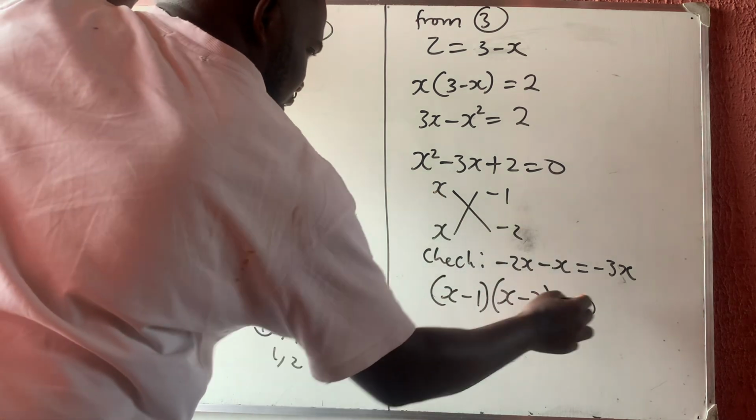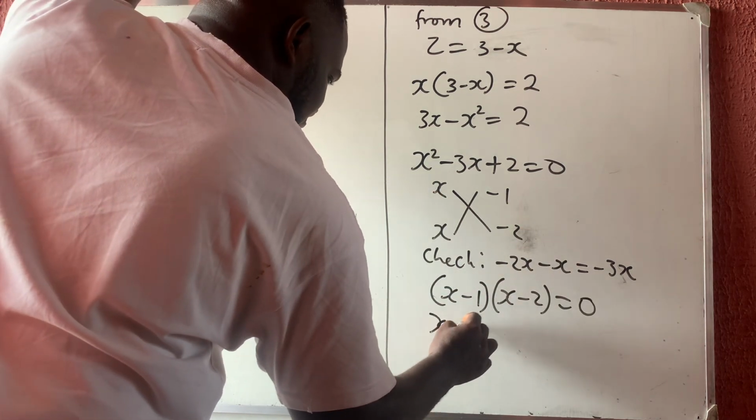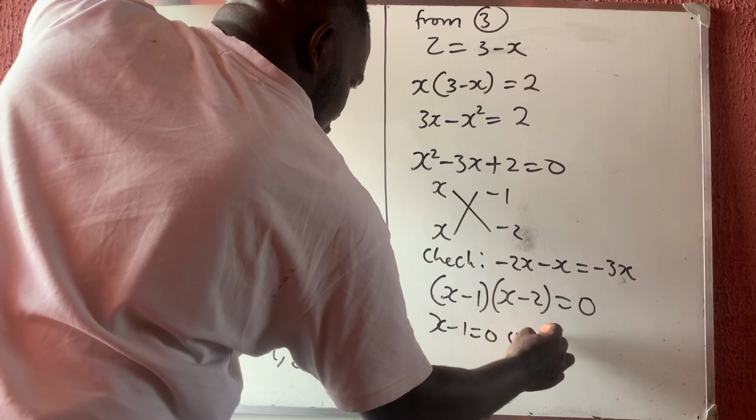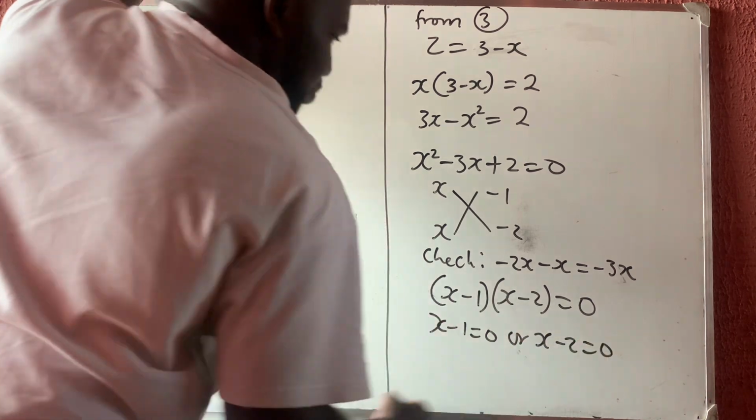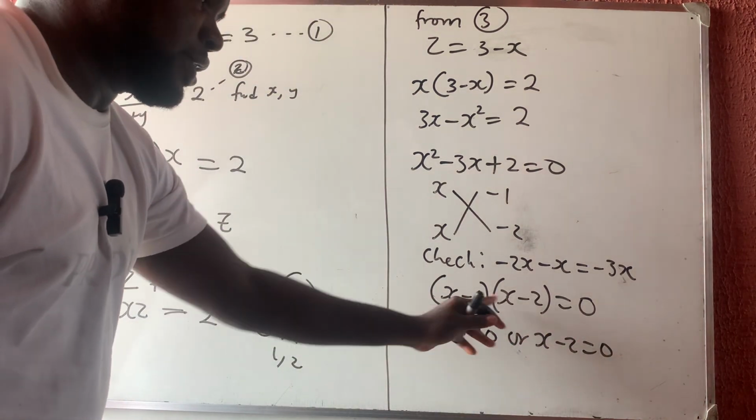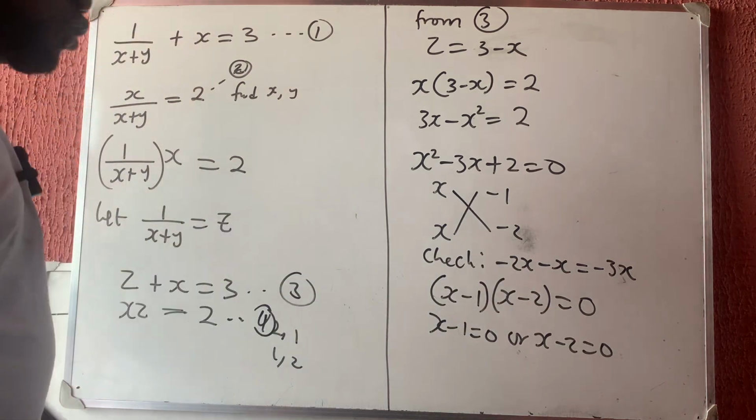So finally, you're going to be having that x minus 1 is equal to 0, or x minus 2 is equal to 0, because when the product of two things gives you 0, it means that one of them must be 0.